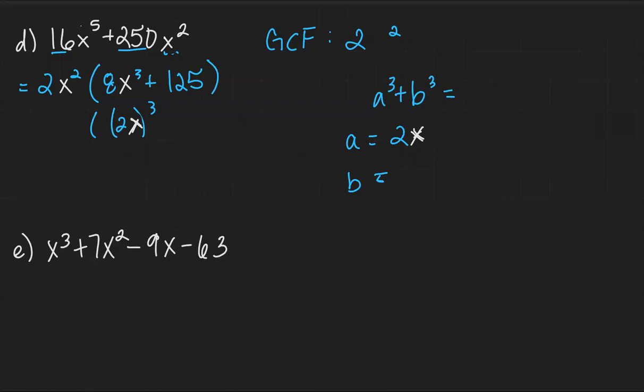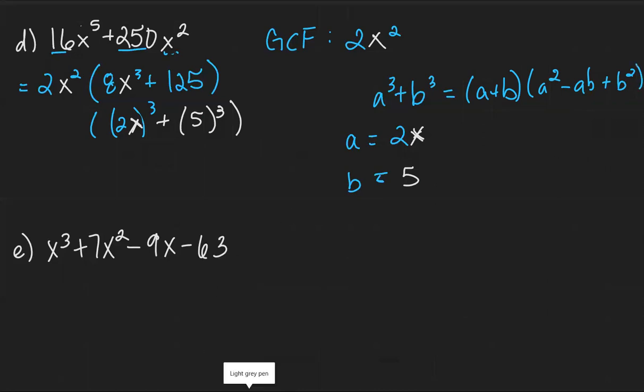Now with the actual b, is there anything you can raise to the third power to get 125? Yes, we can raise 5 to the third power. 5 times 5 is 25. 25 times 5 is 125. So this is definitely a sum of cubes. And if you remember from our pattern, that's going to be a plus b times a squared minus ab plus b squared.